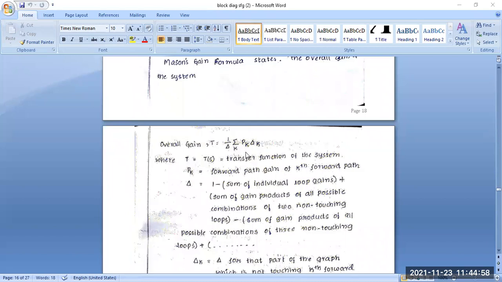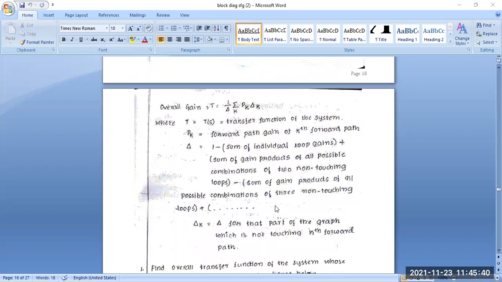Sometimes it is also written in that pattern, T equals summation of k equal to 1 to k. So this k equal to 1 to k is one range. Sometimes you have to use this formula, or you will see it in every book or anywhere, that is T equals summation of k equals 1 to k, pk delta k divided by delta. Okay, so here there are different terms we have to use. What is T, what is pk, what is delta k, what is k, but there are different terms we have to use.